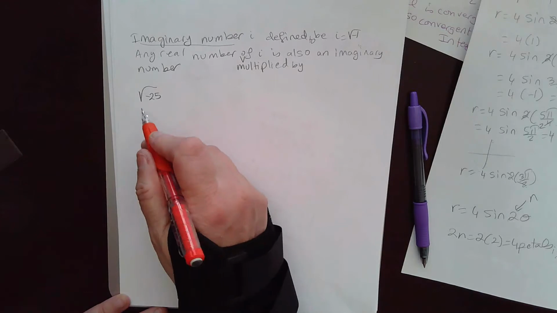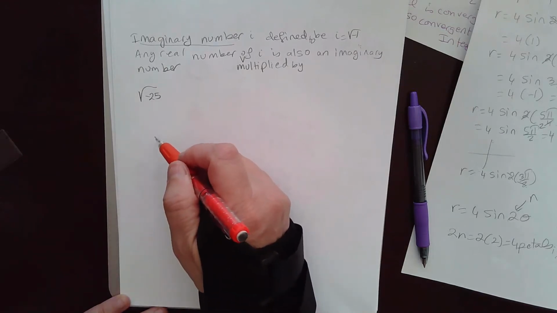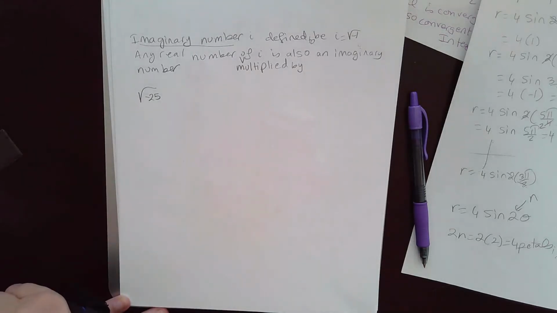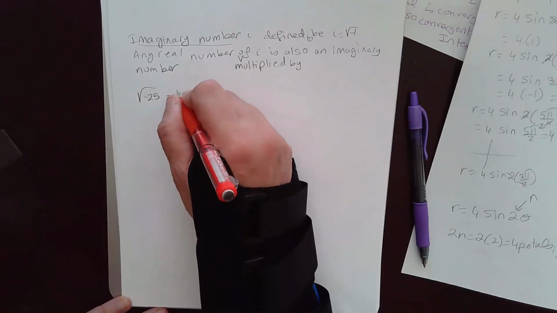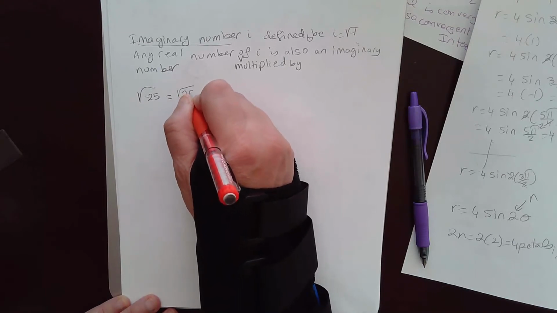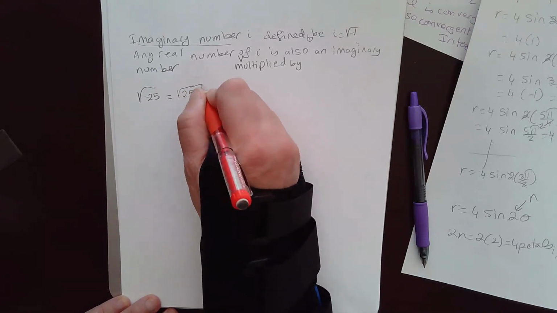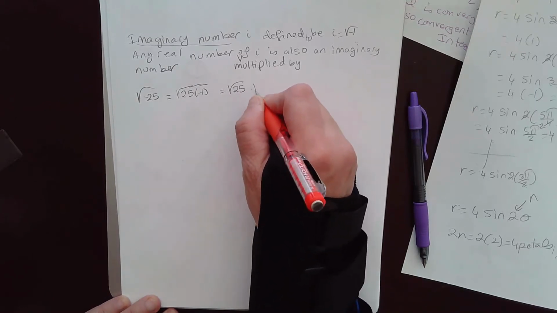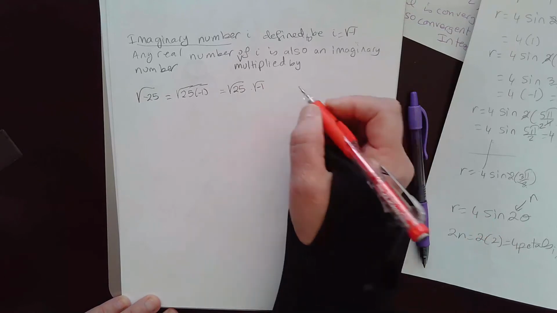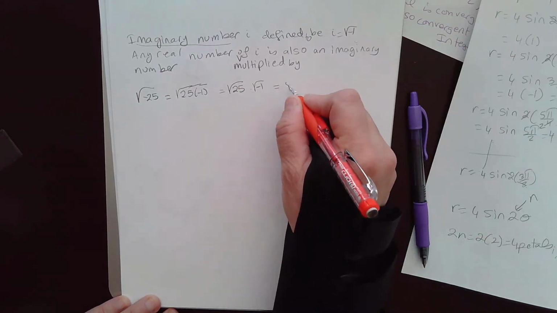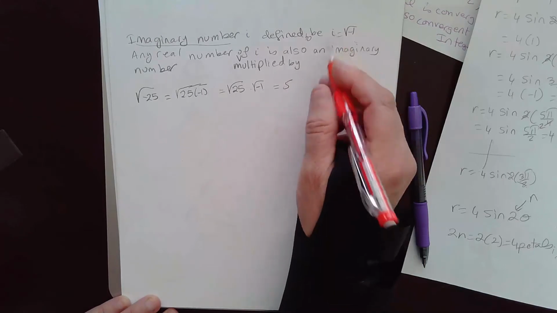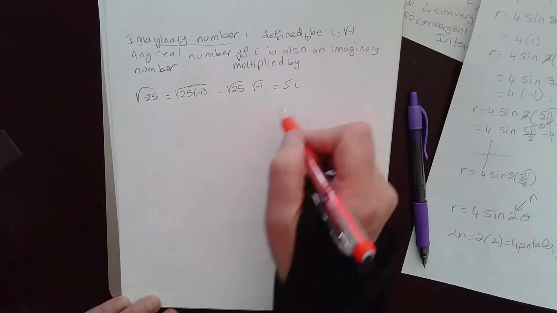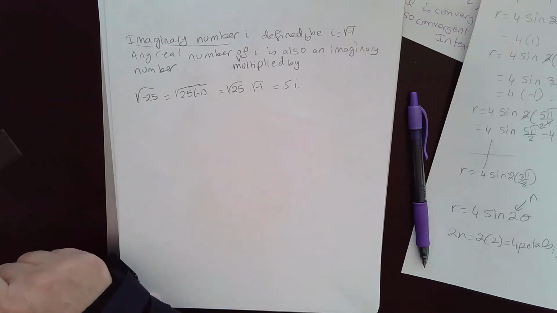So let's take a look at square root of -25. This is not a real number, but we can write it as an imaginary number. This is square root of 25 times -1, which is the same as square root of 25 times square root of -1. Square root of 25 is 5, and square root of -1 is i. So square root of -25 is not a real number. It's an imaginary number. It's 5i.